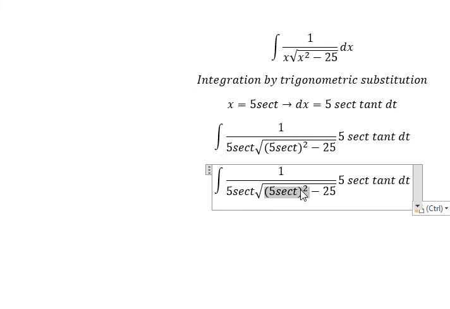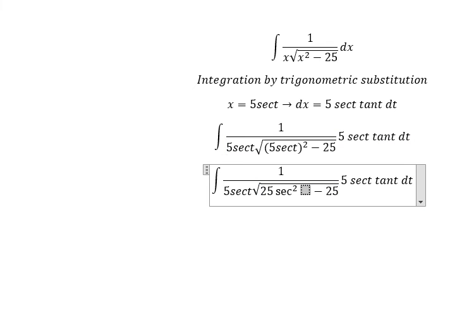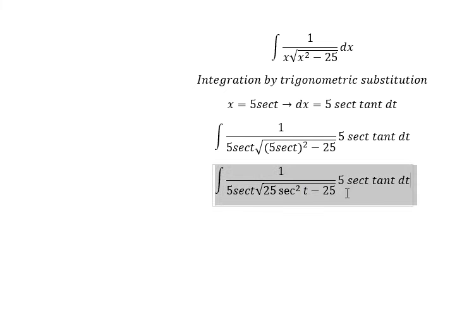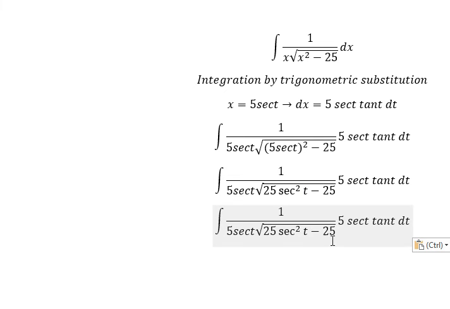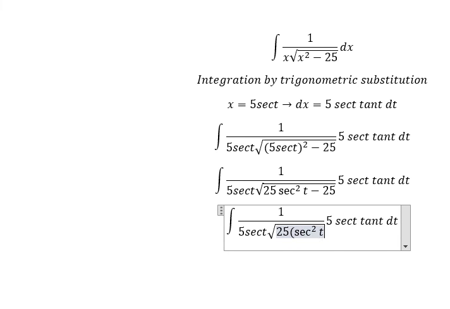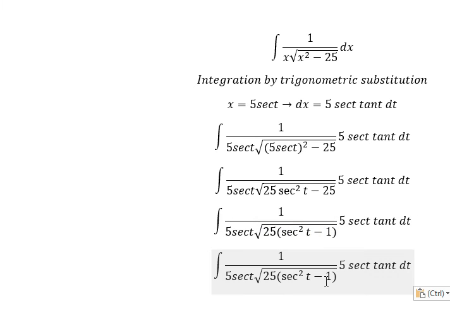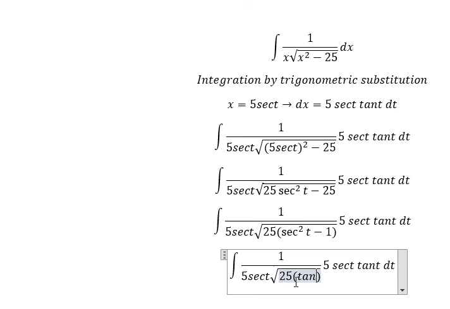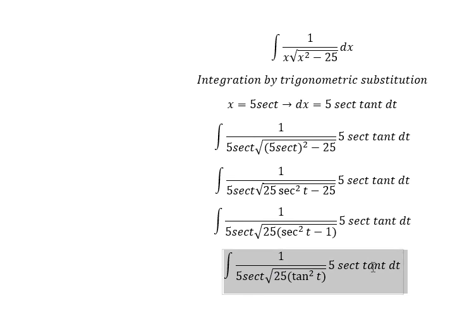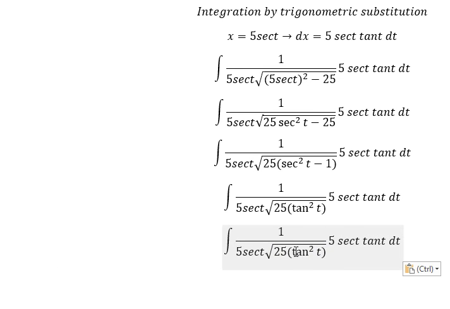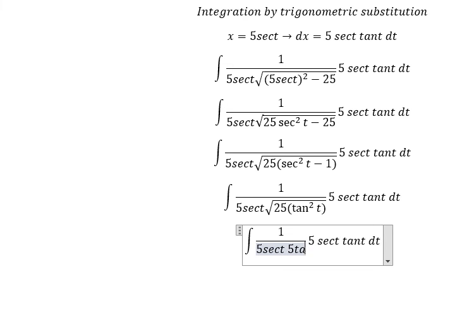This one we have 25 secant of t squared. Number 25, we can do factorization. This one we have tan t squared. The square root of 25 tan t squared, we have 5 tan t.